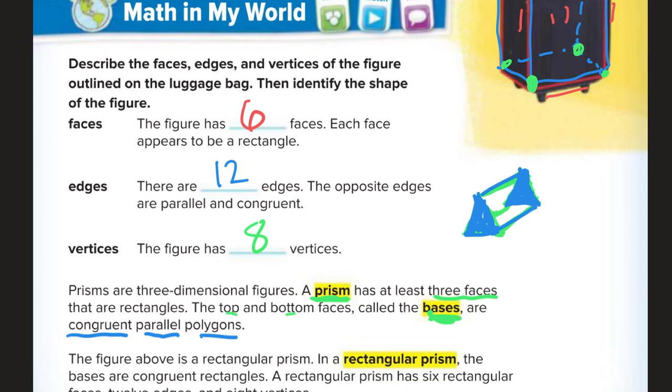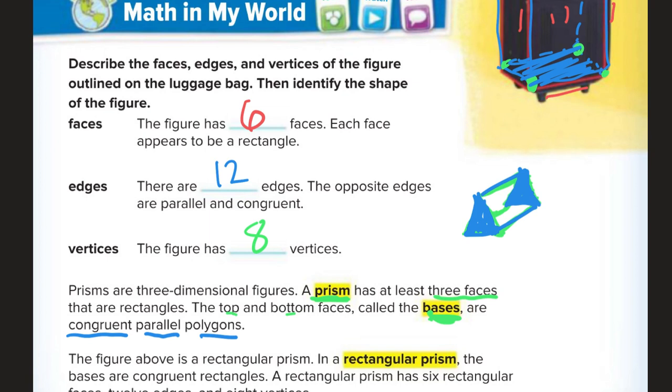The figure above is a rectangular prism, right? The base is here, and then the base down here. Those are rectangles, so it's called a rectangular prism. The bases are congruent rectangles. The rectangular prism has 6 rectangular faces, 12 edges, and 8 vertices, which luckily is what we counted. I guess Mrs. Hammer can count.